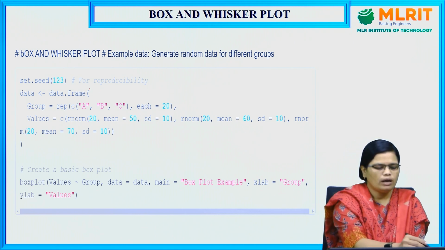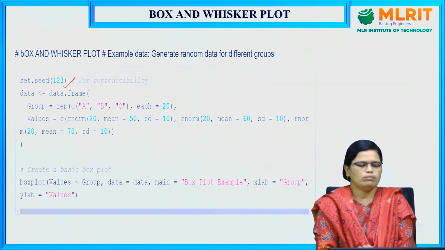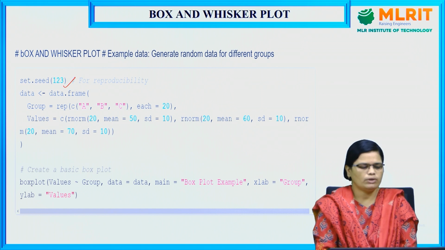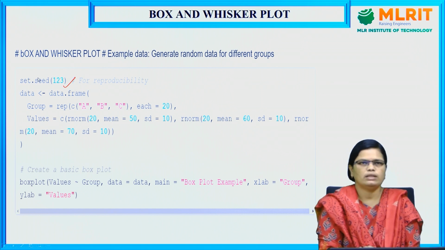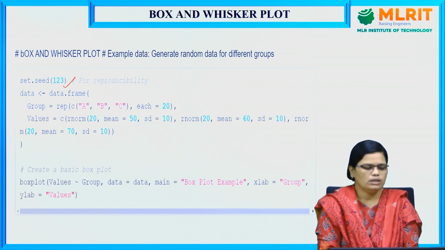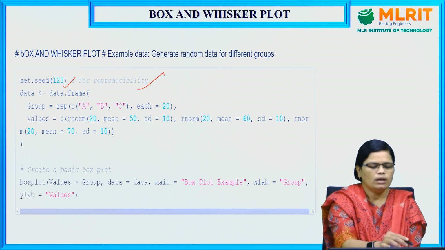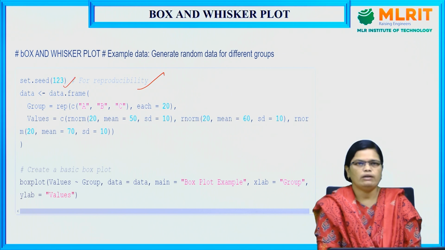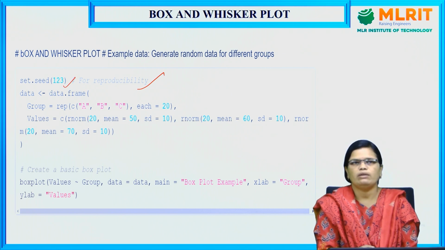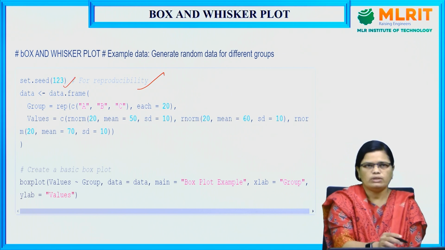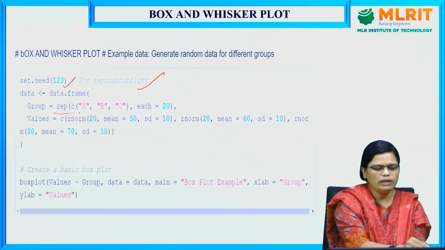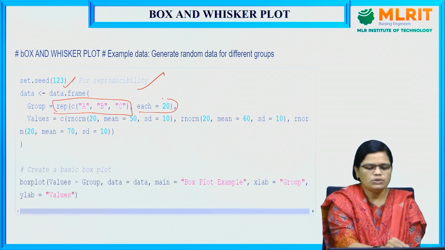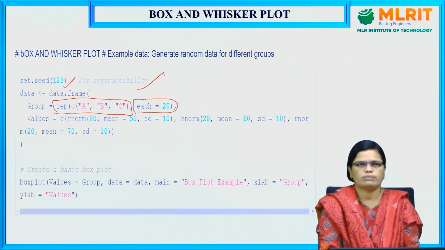We are generating random numbers for the box and whisker plot here. That is the reason we are setting the seed here: set.seed(123), for generating the random values. And we are creating a data frame. Here we are creating it for the values A, B, C. We are using repetition, and each we are repeating 20 times.